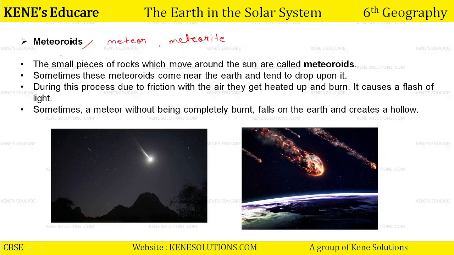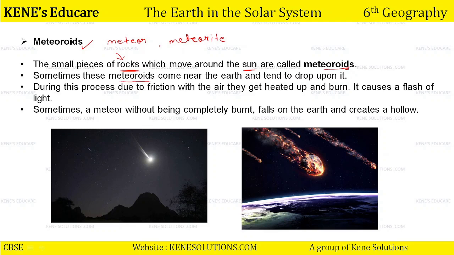Okay. So coming on to meteoroids, very similar to asteroids, but a little smaller. The small pieces of rocks which move around the sun are called meteoroids. Now you will say asteroids are also rocks, but they are big pieces of rock. Meteoroids are small pieces of rock which move around the sun.